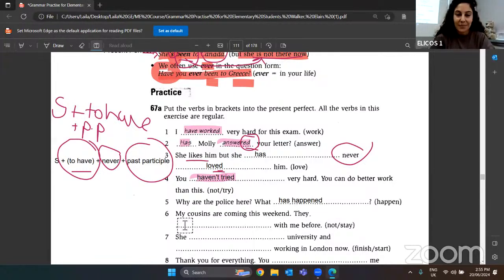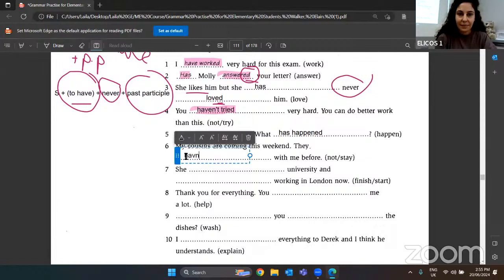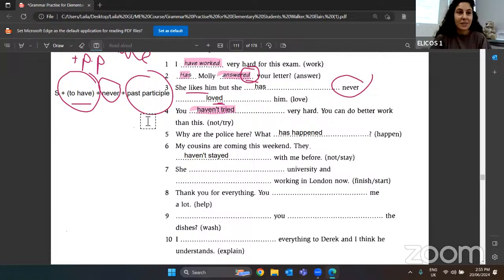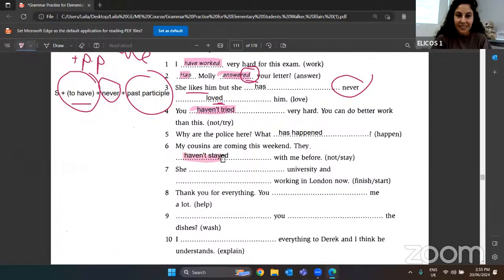Peter, number 6. My cousins are coming this weekend. They haven't stayed with me before. Yes, that's what you said. That's good. I heard you. You said they haven't stayed. So again, the subject is they. Then we need to put the verb to have, but we need to make it a negative in this case. So they haven't. We just attach not to the verb to have, and then the past, stayed. It's a regular verb. It has the ed.